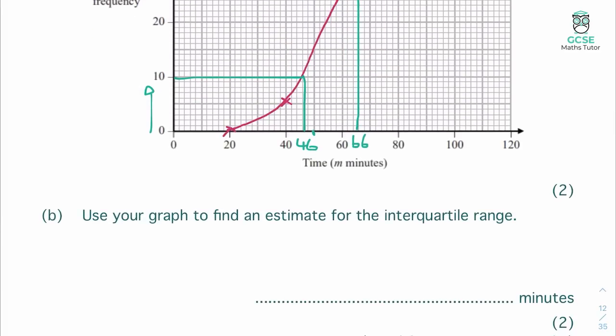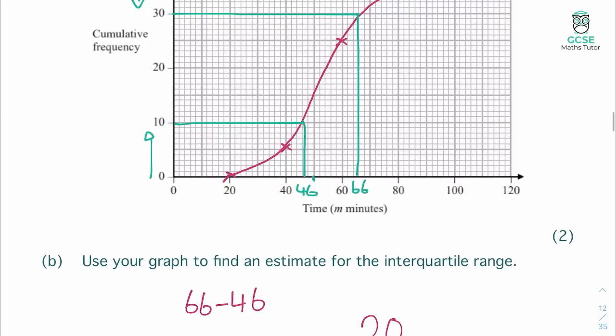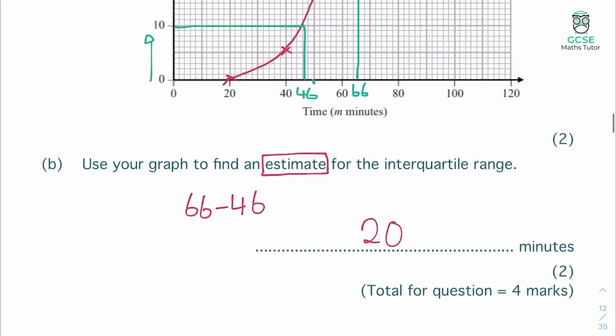So for me, it'd be 66 take away 46. So my interquartile range would be 20. And again, that is why it says find an estimate, because you are just estimating from the graph. Everyone's curve is going to be slightly different. But there we go, that's the end of that question.